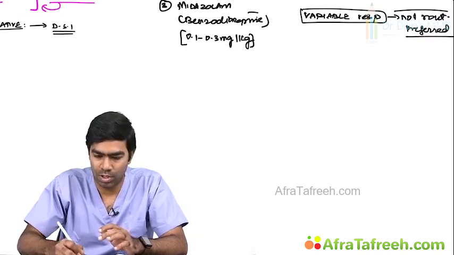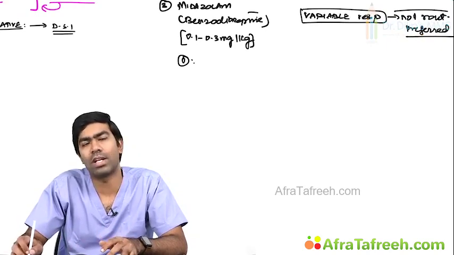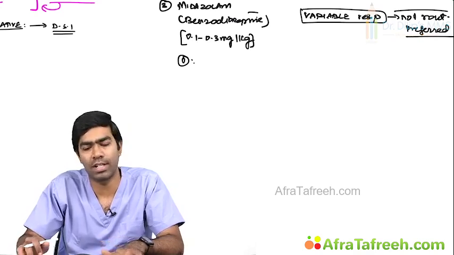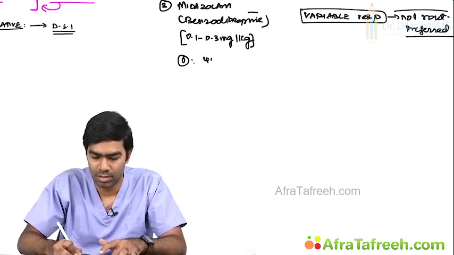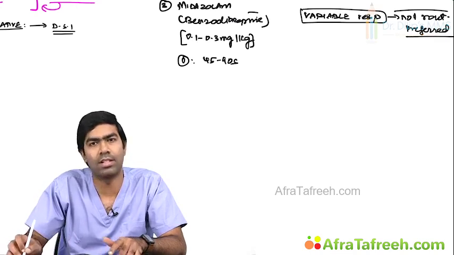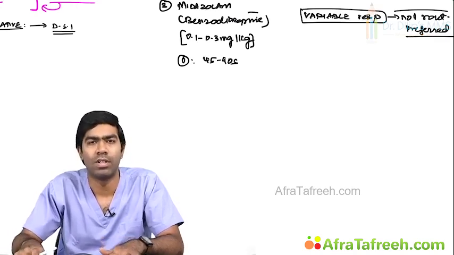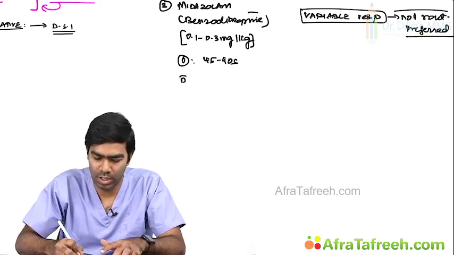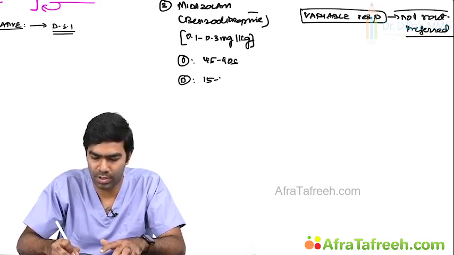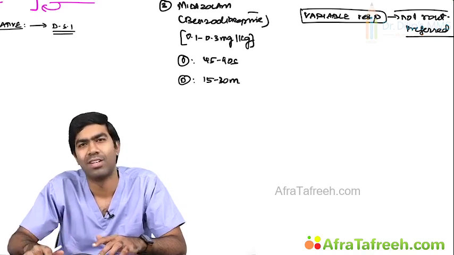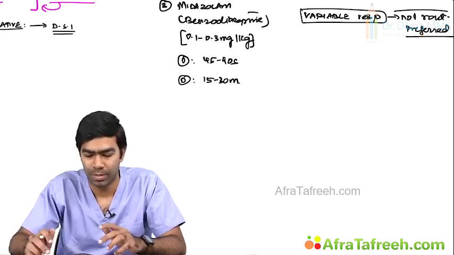So this is the dose. What is the onset? Onset, once again, is somewhere around 45 to 90 seconds, or 60 to 90 seconds. This is the onset period of midazolam. Then you have the duration, offset also, approximately 15 to 30 minutes, a little longer, but okay, still good enough.